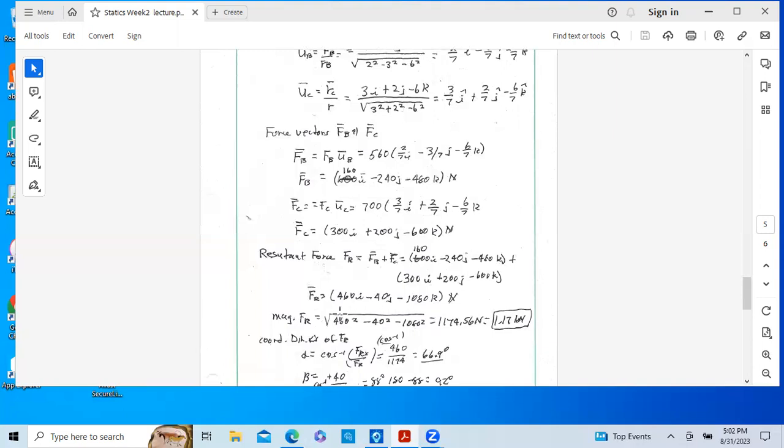And the magnitude, we know how to get the magnitude. It's just the square root of the sum of the squares of each of the components. So it's 460 squared plus 40 squared plus 1080 squared. And when you calculate this, you get 1174.56 newtons. That's your calculator running this out.